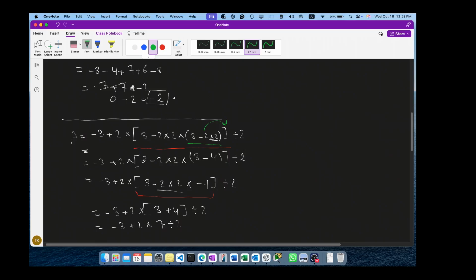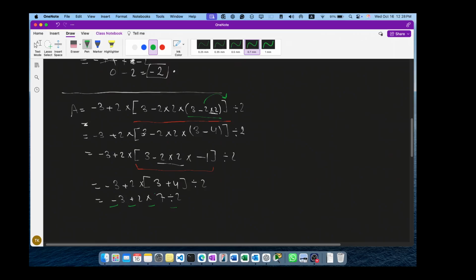Now I have subtraction, addition, multiplication, division, the four operations. I will start with what? With multiplication, then division. Now, minus 3 equals minus 3 plus 2 times 7, 14, divided by 2. Now, I will do the division. Plus 14 divided by 2 equals plus 7. Positive over positive equals positive.